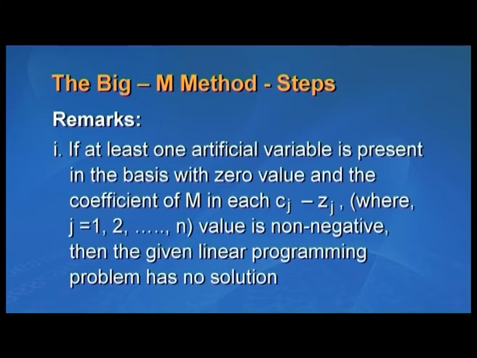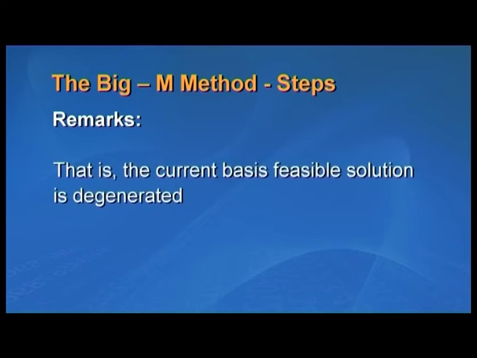If at least one artificial variable is present in the basis with 0 value and the coefficient of M in each Cj minus Zj, where j is equal to 1, 2, up to n, is non-negative, then the given linear programming problem has no solution. That is, the current basic feasible solution is degenerate.